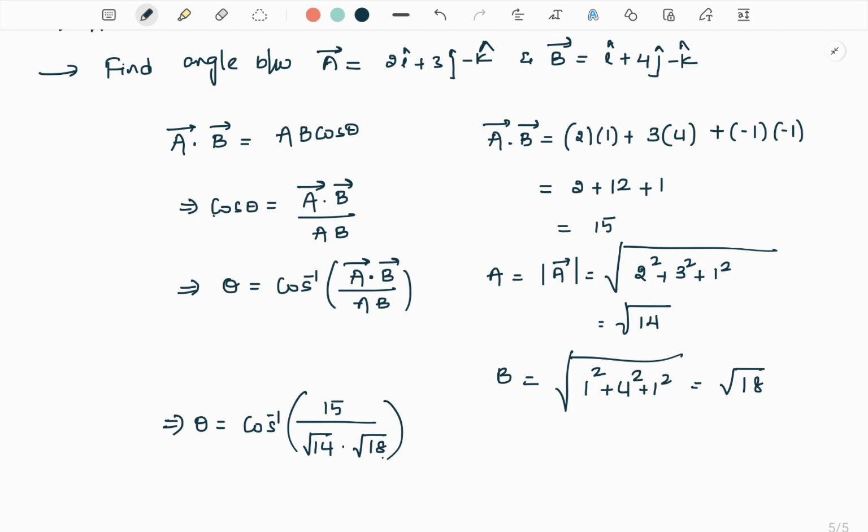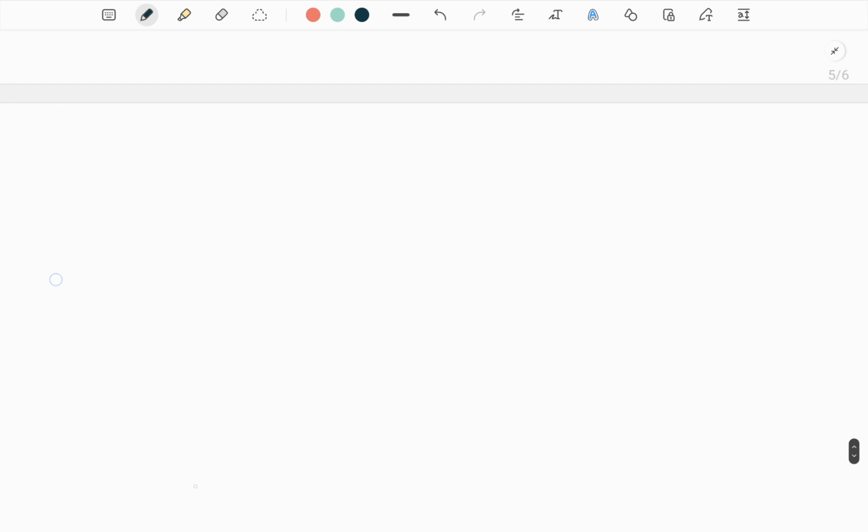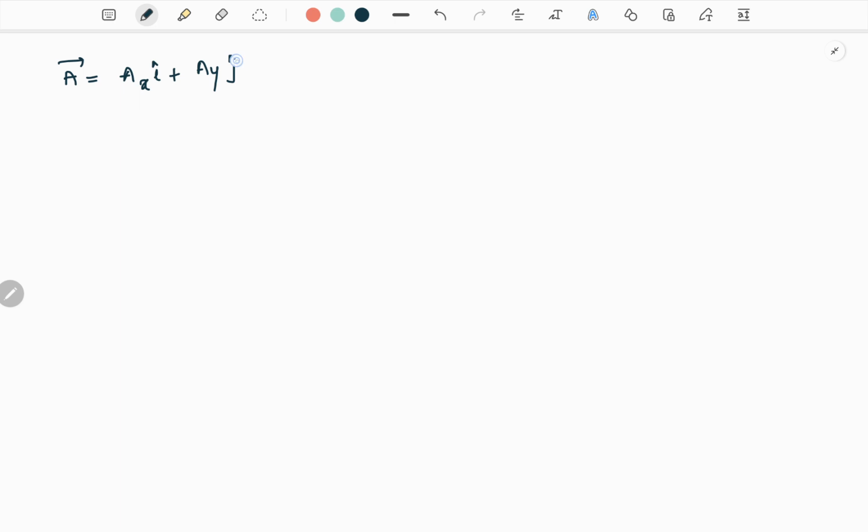Now let's say the same dot product, which helped us to determine the angle between two vectors, will also help us to find the angle made by a particular vector with x, y and z axis. So let's say we have a vector something like this: ax i cap plus ay j cap plus az k cap. Now our main interest is to find the angle made by this vector with the x, y and z axis.